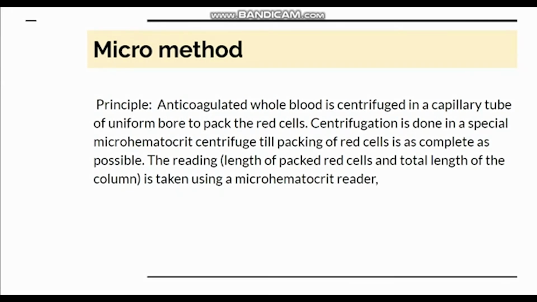Now, going to the micro method. We are not discussing the procedure in detail, but what we do is take anticoagulated whole blood, mostly capillary blood only. We take it in a capillary tube, a very narrow tube, and now centrifugation is done in a special hematocrit centrifuge, and then we take the reading using the microhematocrit reader. This method is also very accurate and is mostly used.